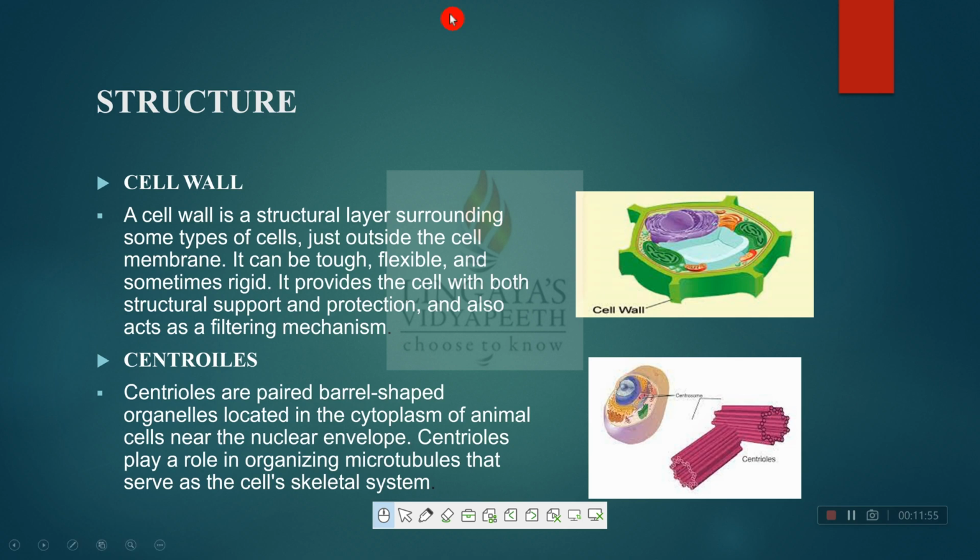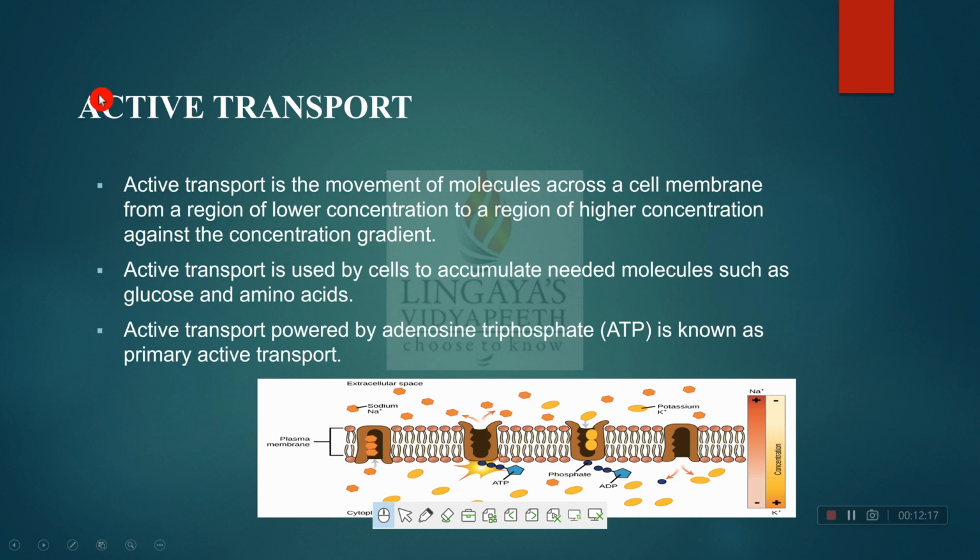Alright, now the centrioles. Centrioles are paired barrel-shaped organelles. You can see in the picture the cylindrical shaped structures. These are the centrioles. They are present in the cytoplasm near the nuclear envelope. Alright, so they play a role in organizing microtubules that serve as the cell's skeletal system. It provides rigidity to the cell.